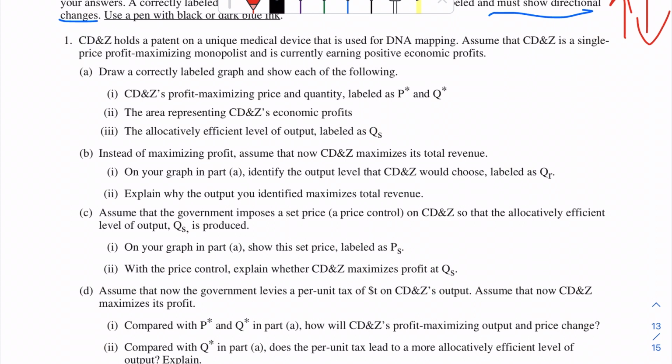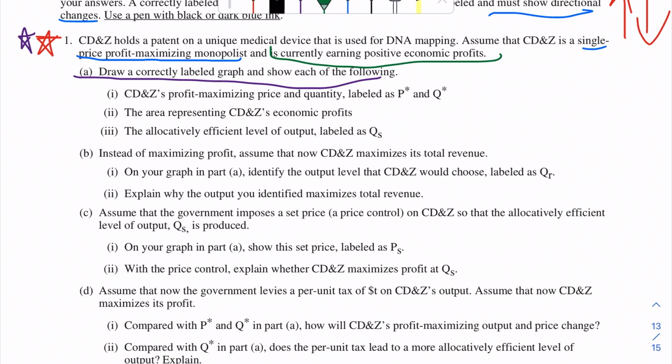CD and Z holds a patent on a unique medical device that is used for DNA mapping. Assume that CD and Z is a single price profit maximizing monopolist and is currently earning positive economic profits. It is very important that we read that first sentence. I know me, I quickly just drop down to here, and then I have no idea what they're talking about. So number one, they are a single price profit maximizing monopolist, and more importantly, they're earning economic profits.